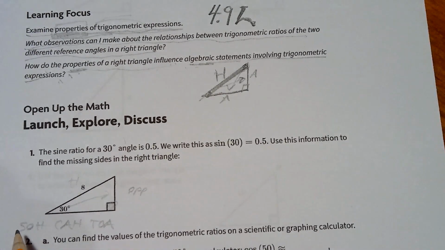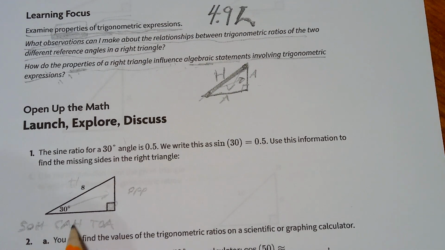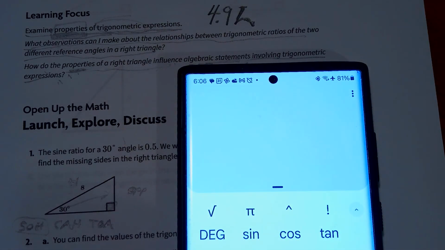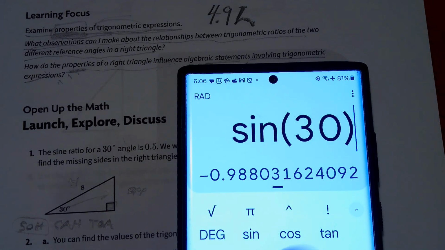SOHCAHTOA. There's no H in TOA, by the way. Just 3 letters each. I got an opposite and a hypotenuse. There's hypotenuse, but not an opposite. There's hypotenuse and the opposite is sine. Okay, now I'll bring the calculator back in here. What is the sine ratio for 30 degrees? See this deg? I need to hit this deg. There we go.